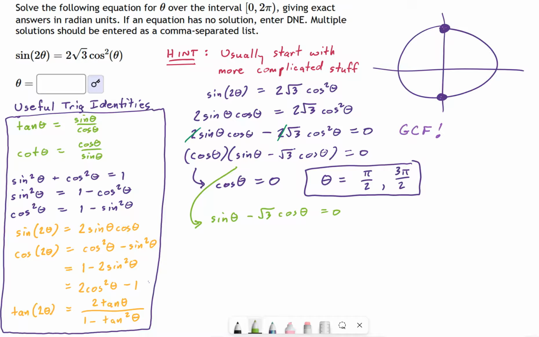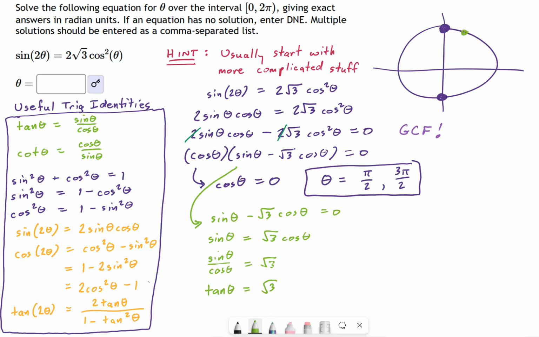Okay, if I just rearrange this a little bit, I get sine of theta equals radical 3 cosine theta. And now I'm going to divide both sides. So I get sine of theta divided by cosine of theta equals radical 3. Now what's sine of theta over cosine theta? That's tangent theta.